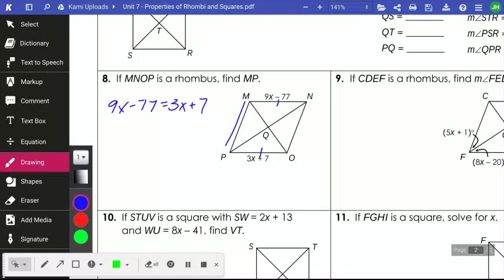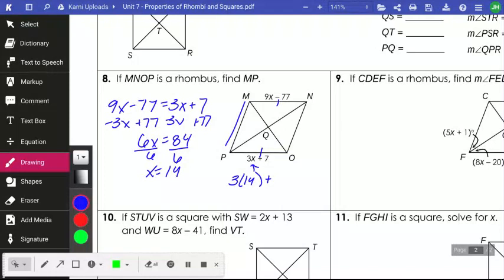I'm going to subtract 3 from both sides. At the same time, I'm going to add 77 to both sides so that I have 6x is equal to 84. Divide both sides by 6, and I get x is equal to 14. Now I'm looking for MP. I can plug it into either equation. I think it'd be easiest to plug it in here, so I'll do 3 times 14 plus 7, and that'll give me that MP is equal to 49.